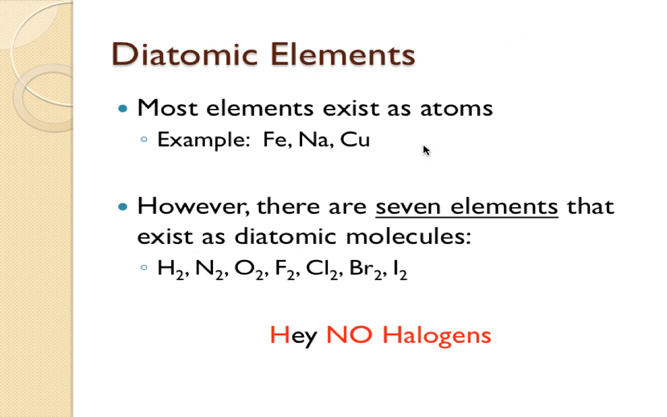In a review from last unit, most elements exist as atoms. Most of the elements are metals. So for example, iron would be written just as Fe. Sodium is Na. Copper as Cu.